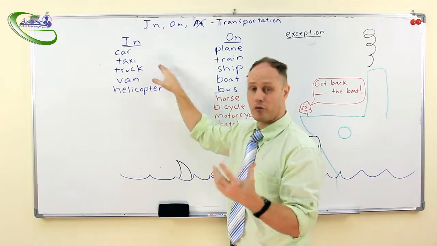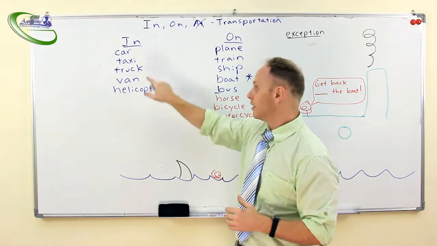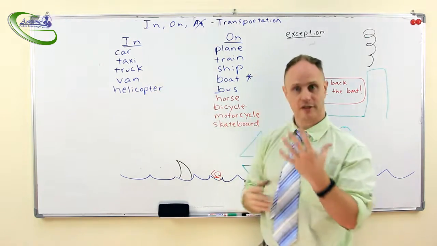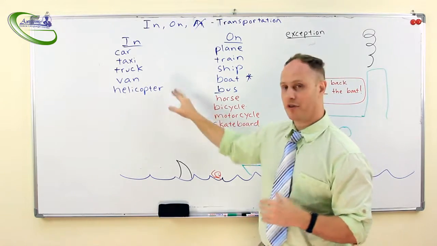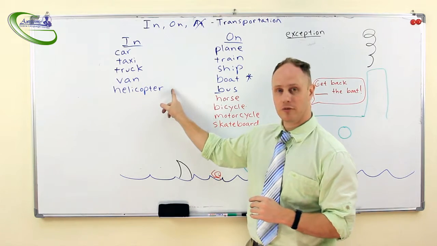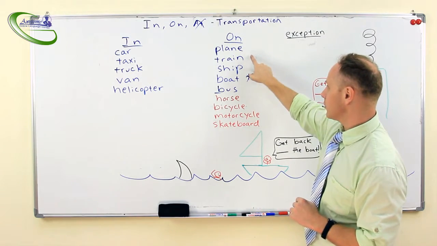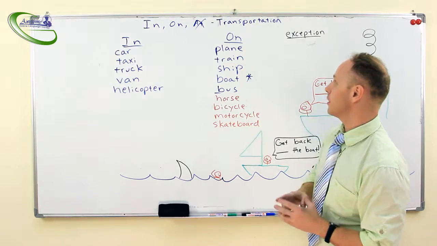Truck, I assume that you're riding in the front of the truck, and again, you have your place. The van is bigger, but it's still, again, seats. Helicopter, very small, not a lot of room to move around, so you are probably going to be in the helicopter. Now we have on, we have plane, train, ship, boat, and bus.